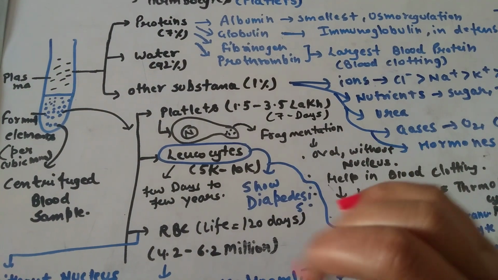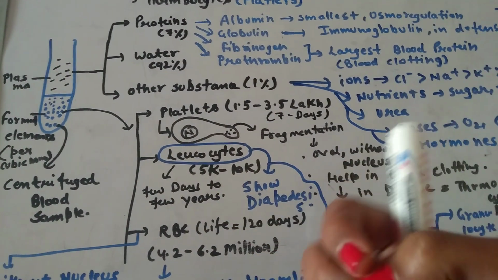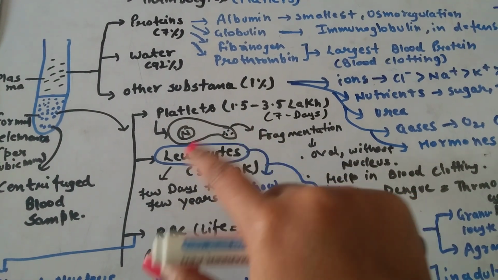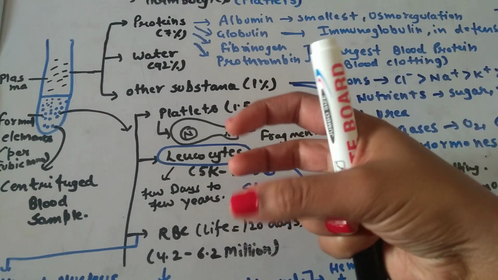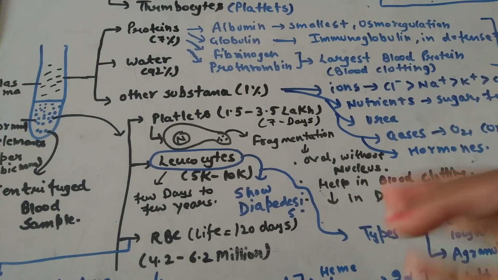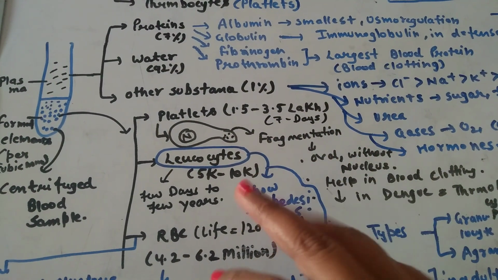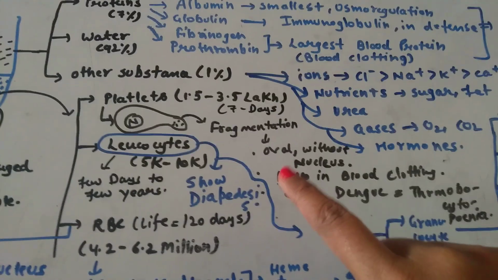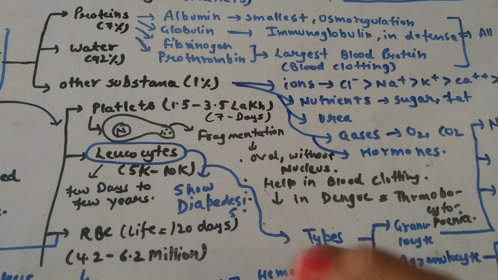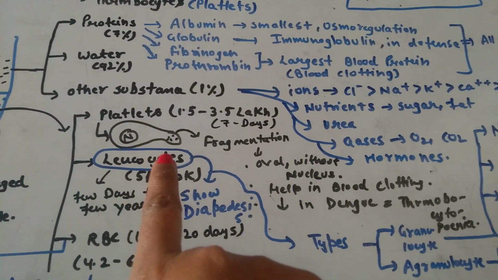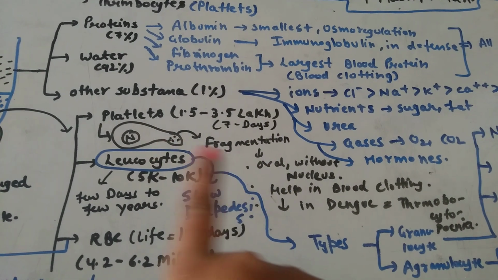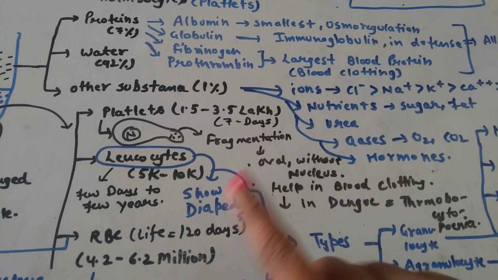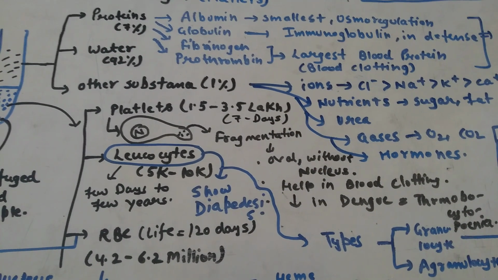Platelets are not true cells, they are fragments of cells. Here you can see a big cell called a megakaryocyte, and when this cell fragments, the fragmentation leads to the formation of platelets. Megakaryocytes have a nucleus, but the fragmented parts of the megakaryocyte do not have a nucleus. That's why platelets do not contain any nucleus. Platelets are basically oval in shape.